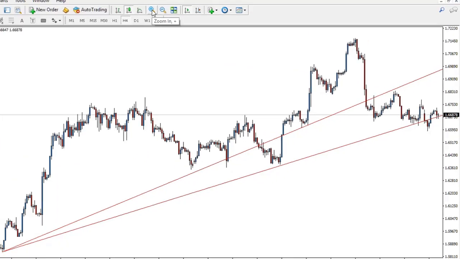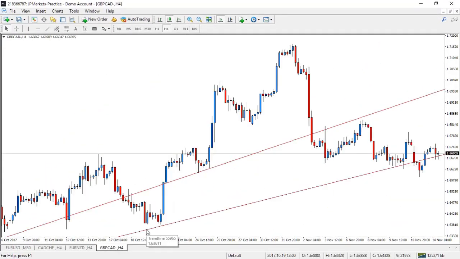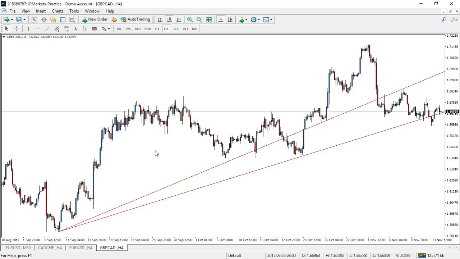So let me zoom in and we can have a closer look. So now we've seen this ascending trend line. And when we do have a look at the bigger picture, the market is definitely bullish, although this could be a bearish reversal. So we need to keep an eye out for that as well.